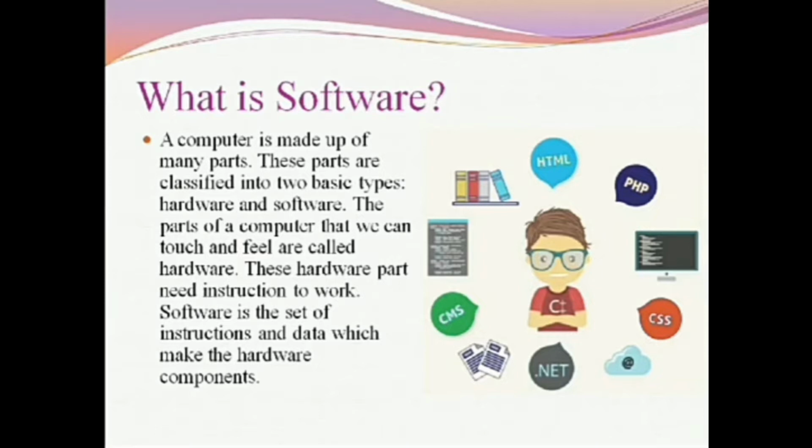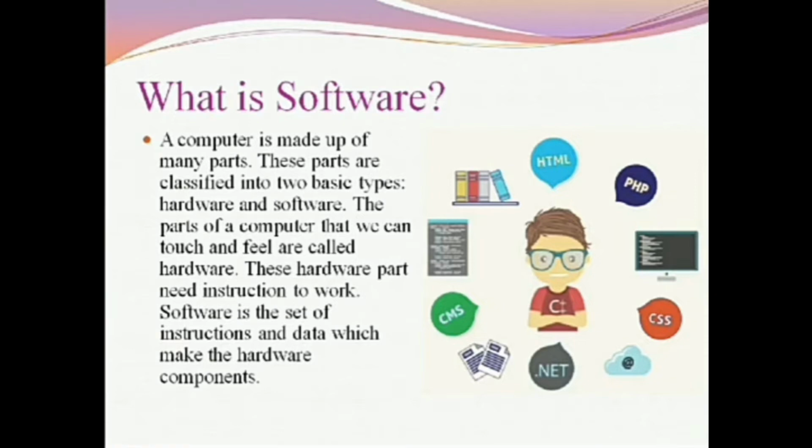A computer is made up of many parts. These parts are classified into two basic types. How many types? Two basic types: hardware and software. So listen here, what is hardware? The parts of a computer that we can touch and feel are called hardware. These hardware parts need instructions to work. And what is software? Software is the set of instructions and data which make the hardware components work.